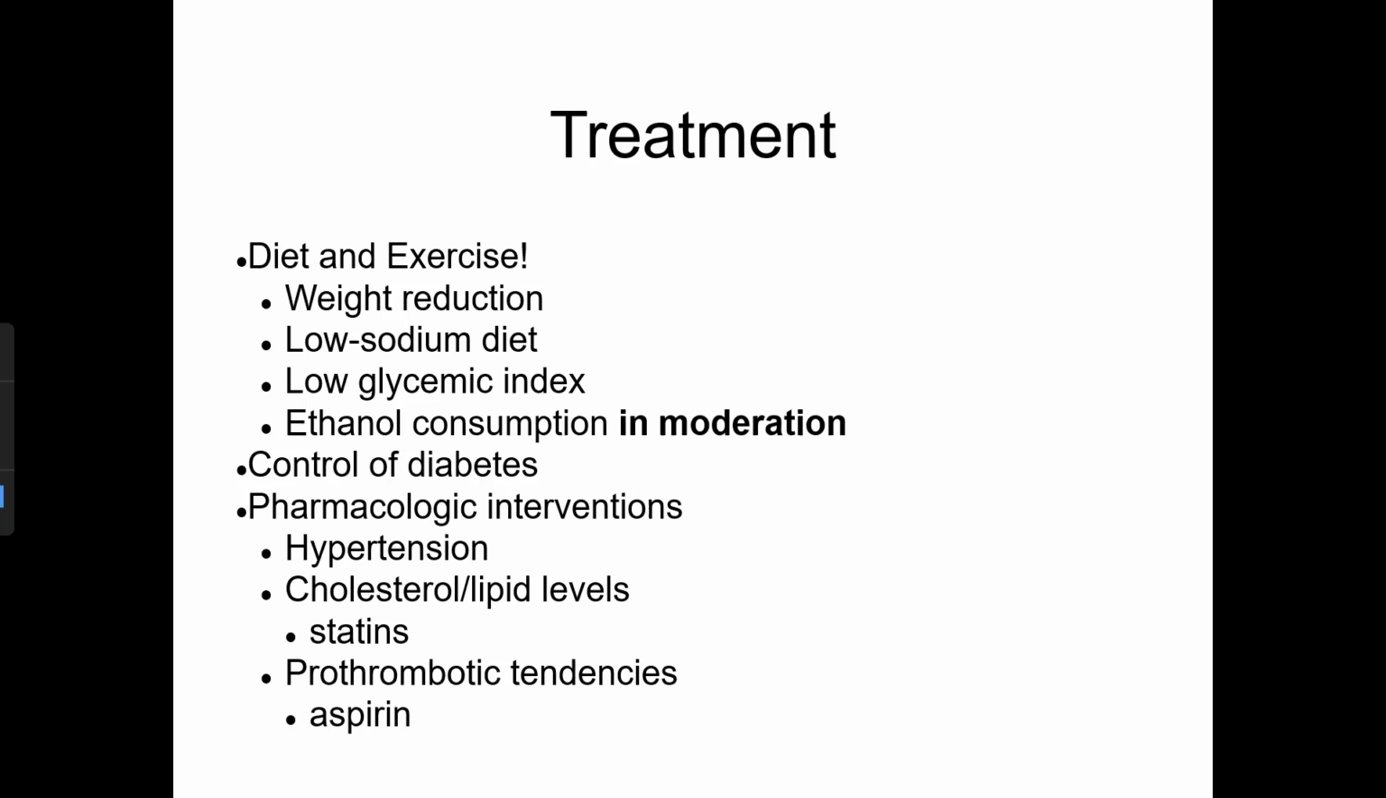And that glycemic index, again, has to do with the ability of the food to increase the level of blood glucose in your body. So a low glycemic index diet means that you're going to eat foods that do not increase your blood glucose levels. Ethanol consumption in moderation, so you don't want to drink a lot of alcohol. Control of diabetes, pharmacological interventions: hypertension, cholesterol, lipid levels, statins are used for that. Prothrombotic tendencies, aspirin can be used for that.